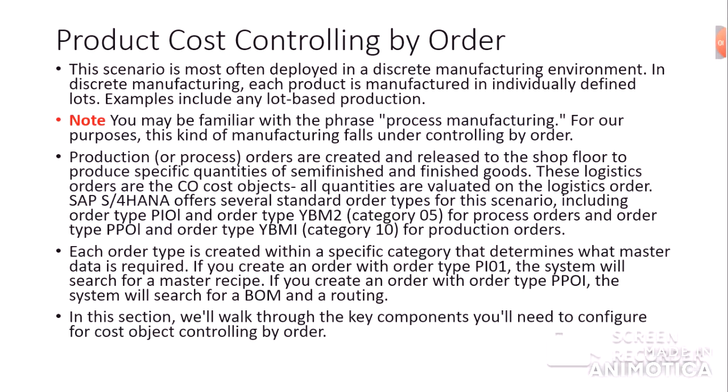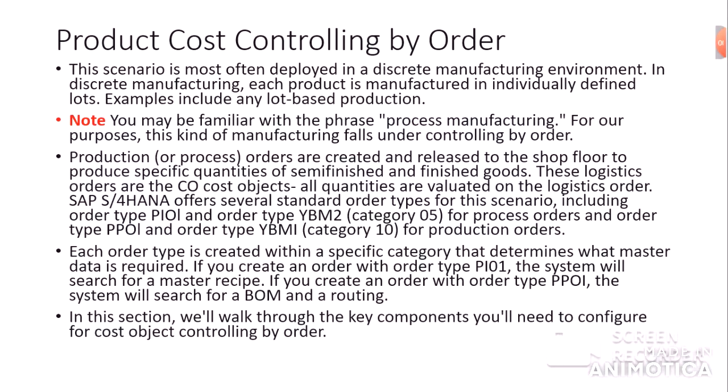Production or process orders are created and released to the shop floor to produce specific quantities of semi-finished and finished goods. These logistic orders are the CO cost objects. All quantities are evaluated on the logistics order.